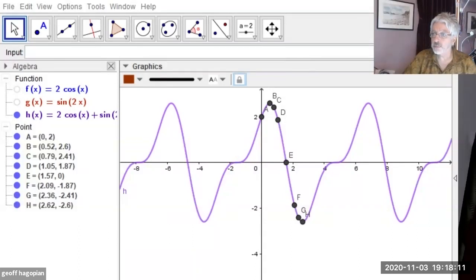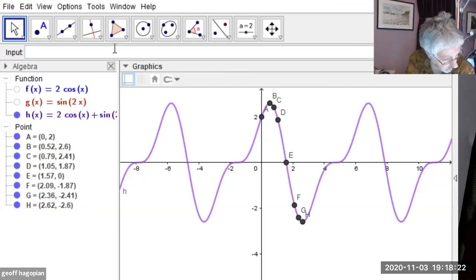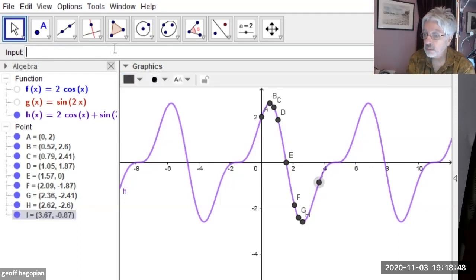So far we showed the upper half of the unit circle. Now we're going to do the lower half of the unit circle. So our function h is f plus g, right? And so we can plot, let's say, 7 pi over 6, comma, h of 7 pi over 6. There it is, okay, that point.